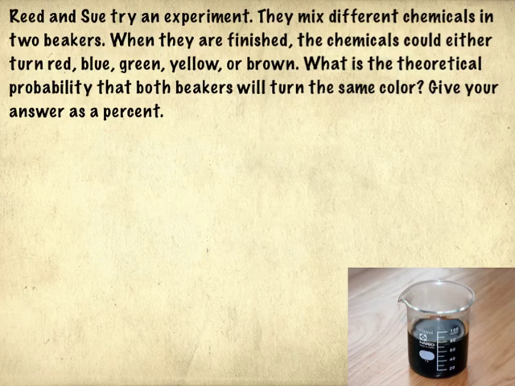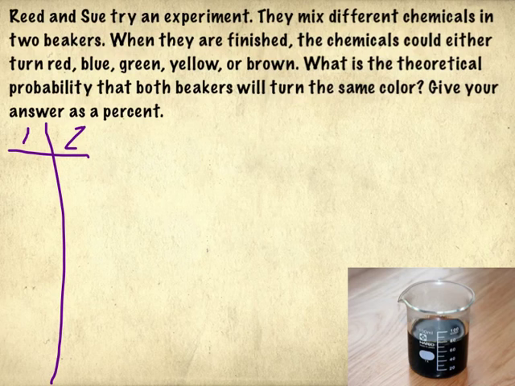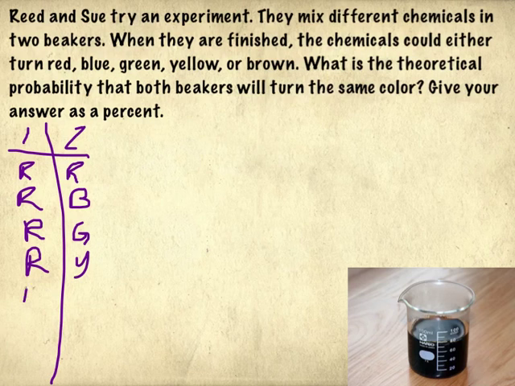So I have to be able to do 2 things in this question. I have to be able to list possible outcomes, and then I have to be able to give the theoretical probability as a percent. So here are my options. Chemical 1, chemical 2. I'm going to make a little chart. If chemical 1 turns red, chemical 2 could turn red, or it could turn blue, or it could turn green, or it could turn yellow, or it could turn brown. There's all my possibilities if chemical 1 turns red.